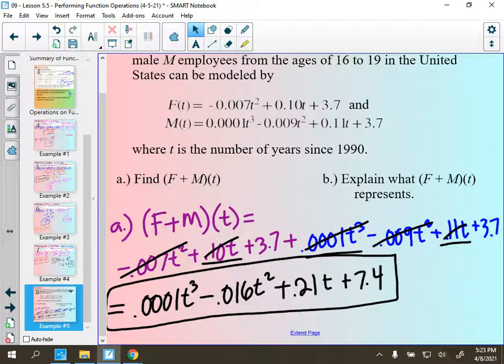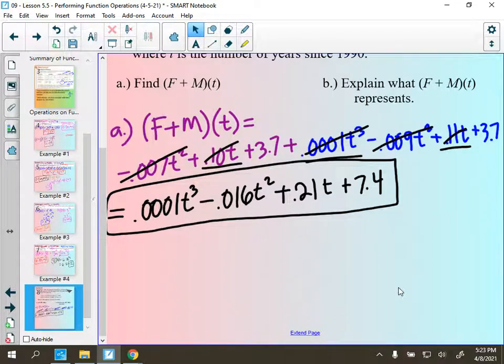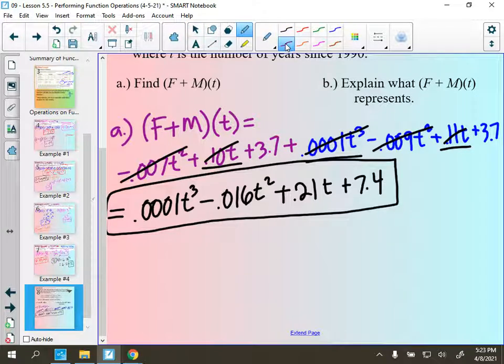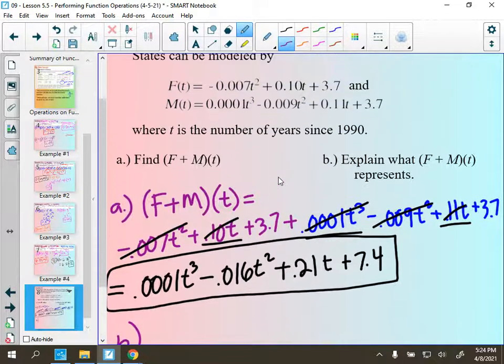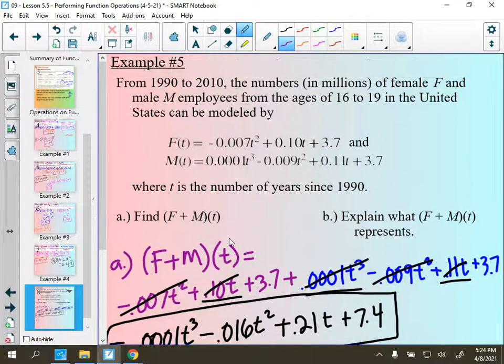All right. Last part B, last note here for the day. What does this represent? Explain what f plus m of t represents. What is this right here? A bunch of decimal numbers smashed together. Who cares? No, going back to the context, that's why I spent a little bit of time talking through it. What did we just do?